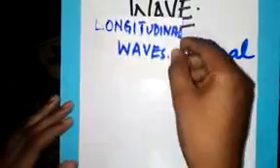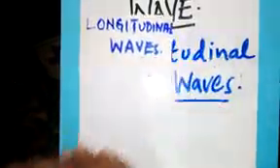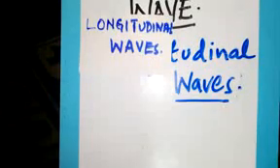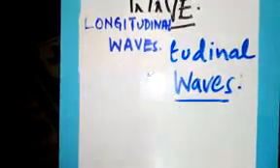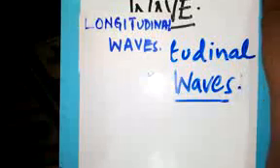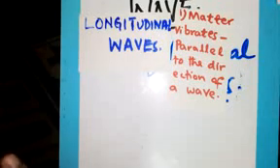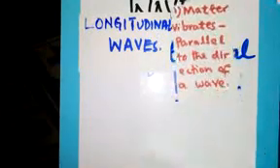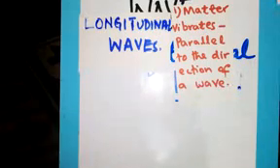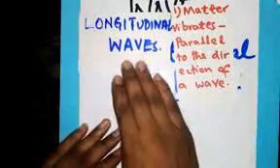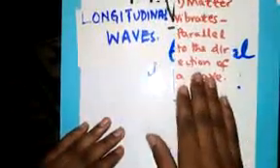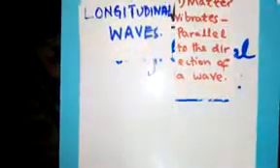We have so many definitions of longitudinal wave, but I've just chosen two for you. The first definition says a longitudinal wave is the kind of wave whose matter vibrates parallel to the direction of the wave. That means the direction of matter and the direction of wave are parallel to each other. That is the first meaning of longitudinal wave.